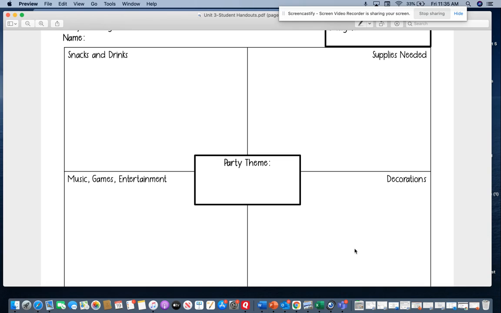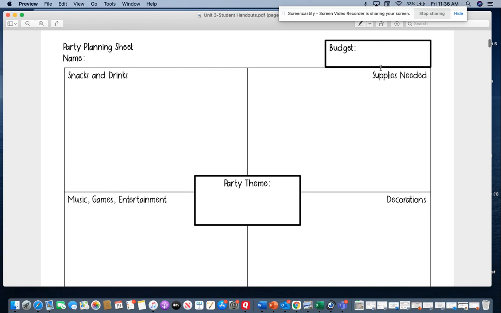And then you need to think about the decorations. So think about your theme. What kind of decorations? Do we need balloons? Do we need streamers? Do we need a sign? So I want you to make a list, and it can be a small list, just a few things for each section of items that we need, and how much money do you think that we're going to need to have this party.